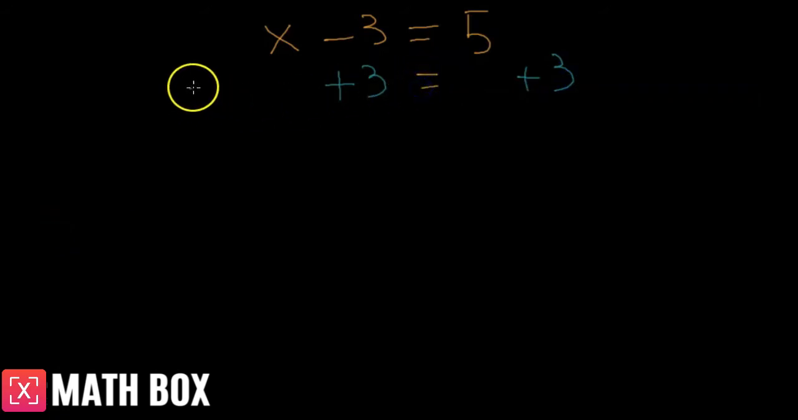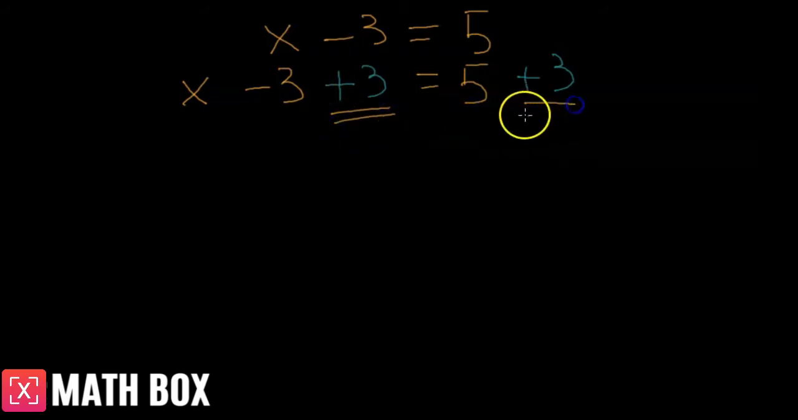So which means it will be x minus 3 equal to 5 plus 3. So what we did, we just added plus 3 on the left and plus 3 on the right. Now the next step is to do the calculation on the left.